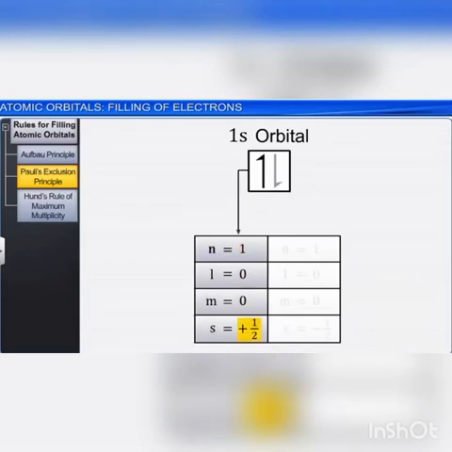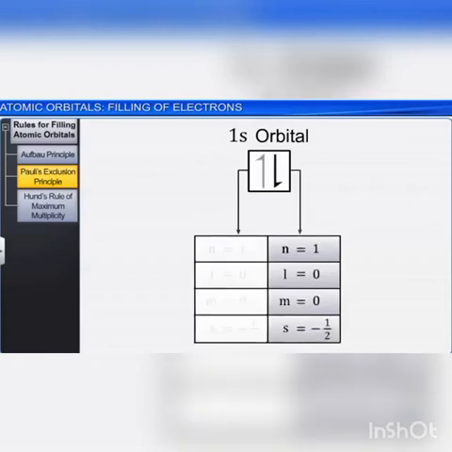The values for the second electron are 1, 0, 0 and minus half. This shows that the 2 electrons have the same values for n, l and m, but different values for s. This indicates that the maximum number of electrons that can be accommodated in an orbital is 2.